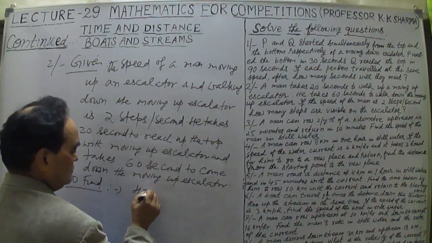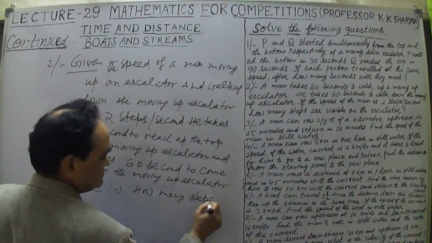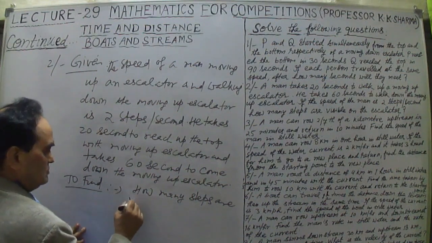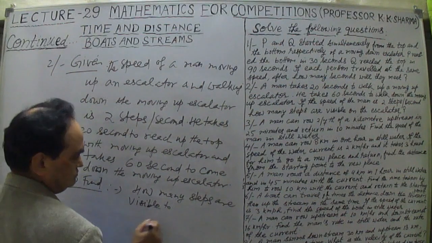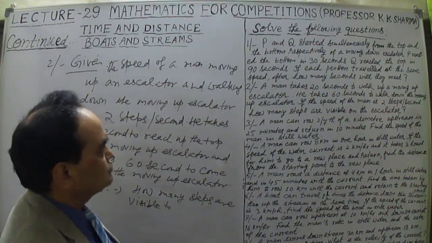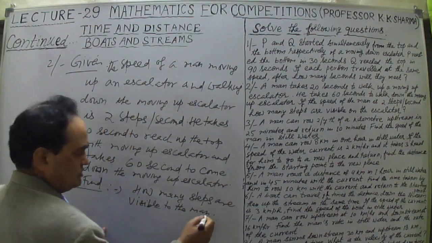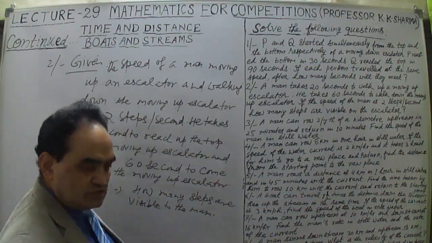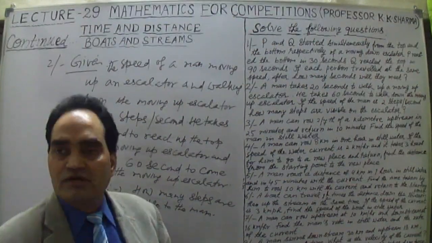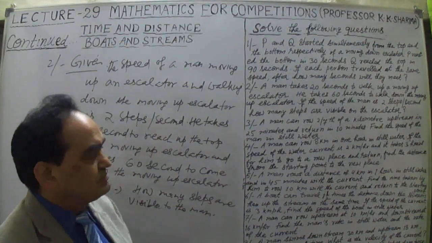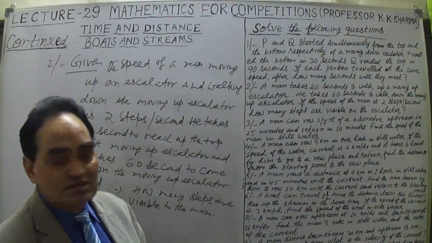Find how many steps are visible to the man. That is the point here. When he is going up, in that situation, what is his speed? We can find the number of steps. The speed is given. First, we have to find what the escalator's speed is. Right? The escalator's speed.